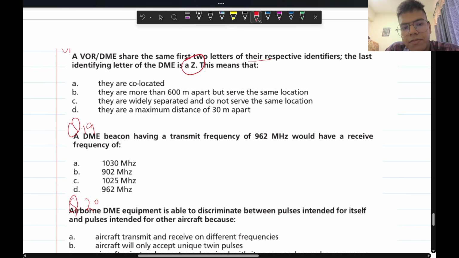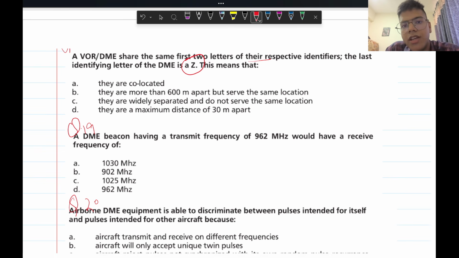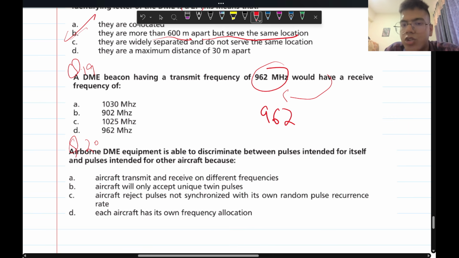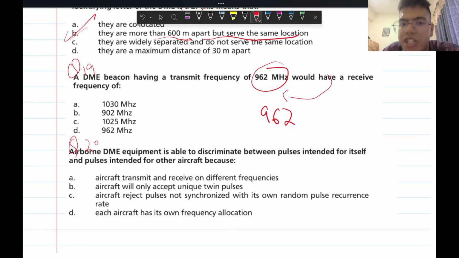A VOR DME share the same first two letters and, see, the Z thing has come. It means they are serving the same station but they are 7 nautical miles to each other, and they are 600 meters, meaning the 2000 feet scenario. So they are more than 600 meters but serve the same location. They serve the same location but they are not co-located. A DME beacon having a transmit frequency of 962 megahertz would have a receive frequency... see, from 962 you cannot subtract, because going lower it will not come in the DME range. So you need to add here. So 962 plus 63 will give you 1025. So 1025 megahertz is the answer.